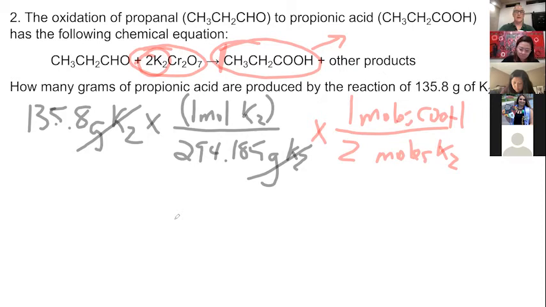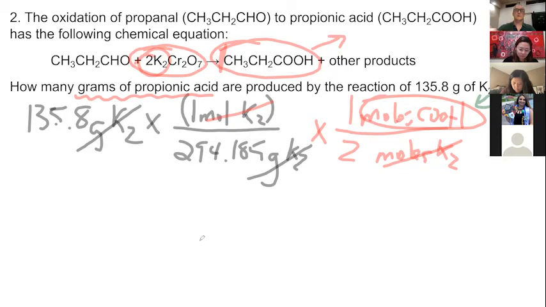So now I can cancel moles of potassium salt. And I'm left with moles of product. So far, so good. I've done 2 changes so far, but I'm still not done because I wasn't asked how many moles of propionic acid. I was asked how many grams. So finally, I convert these moles of acid to grams. And I do that by taking the molar mass of propionic acid. And I've done that calculation already.